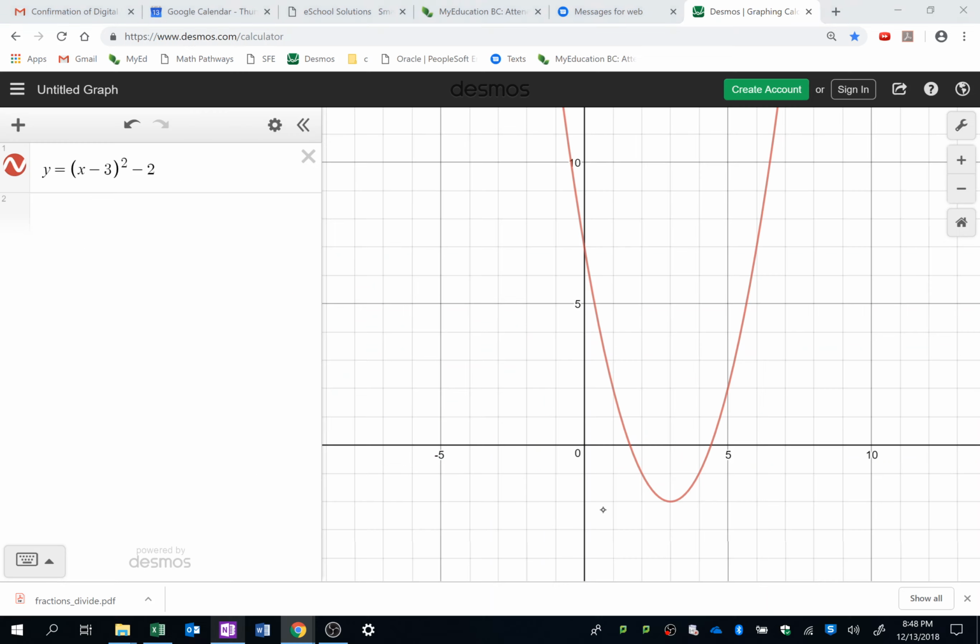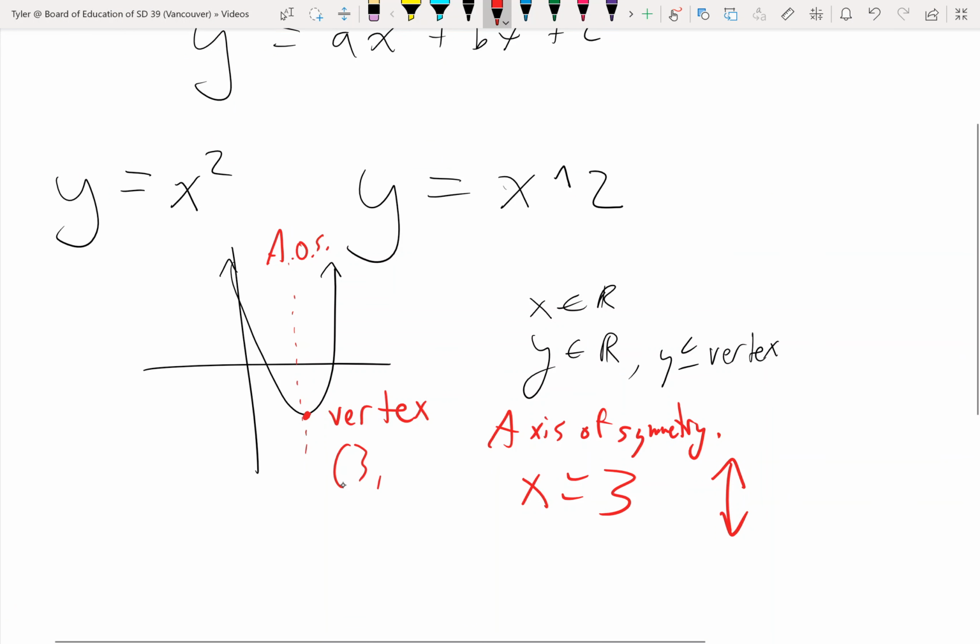The vertex is a point. So for us, it has an xy coordinate of 3, -2. So this is going to be 3, -2. Cool. That's our vertex point.